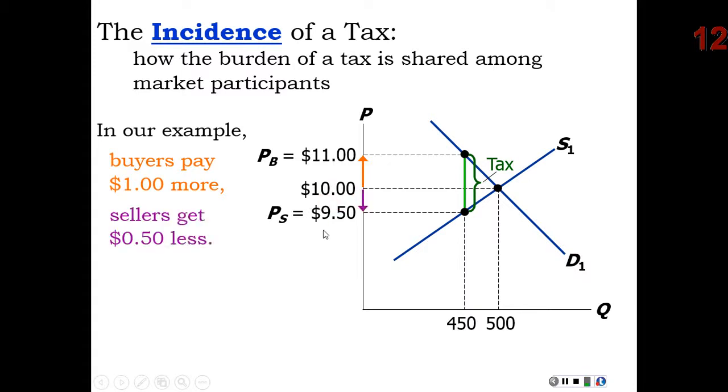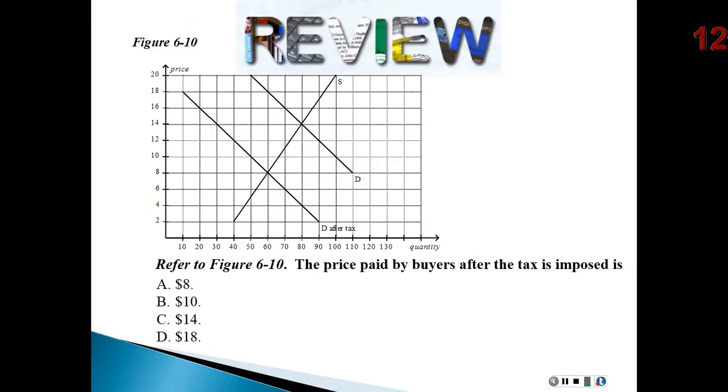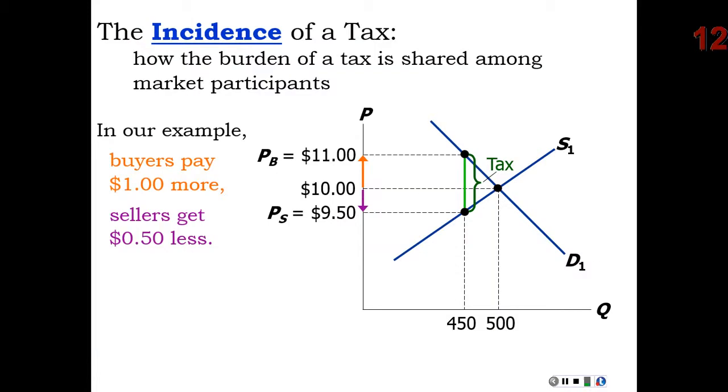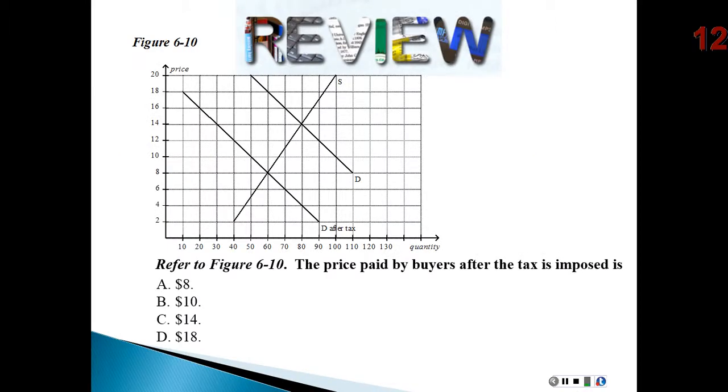So sellers are effectively paying 50 cents of the tax, 1/3 of the tax that is, even if the tax is legislated on buyers. Okay, so that is the tax incidence in this example, and it's the same regardless of how we legislate the tax. Now let's look at this example.